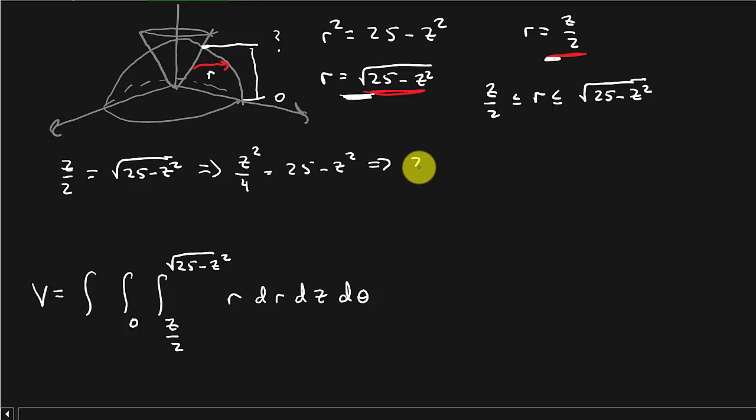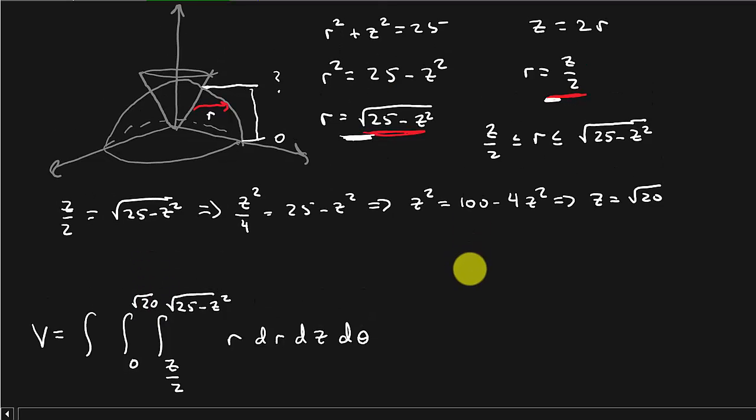And so that's going to give us z squared equals 100 minus 4z squared. So we move that over. That's going to be 5z squared. Divide by 5. 100 divided by 5 is 20. So that's going to be z is equal to the square root of 20. All right. So we're going up to the square root of 20.